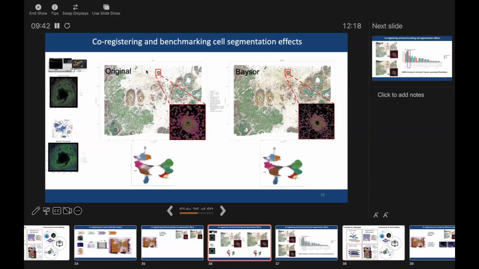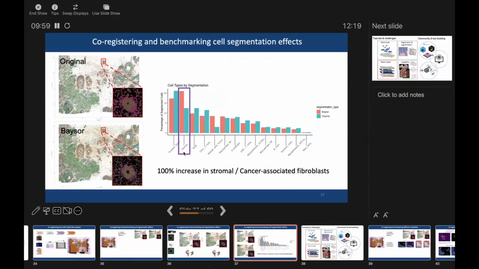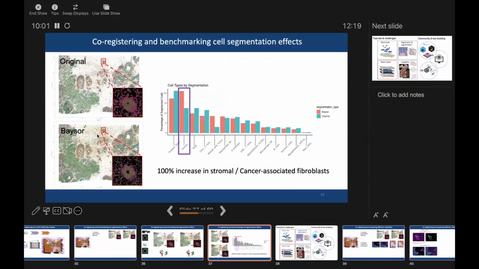In our case, these are two different spatial units that you can have in the same Giotto object, and you can use them together to do a joint profiling or a joint clustering of these two different segmentation approaches. And ask yourself the question, do I see differences in cell type composition, spatial differences in cell type composition, between the original and Baysor? What we noticed doing this joint clustering is that the stromal and cancer-associated fibroblasts have a 100% increase using the Baysor-specific algorithm.